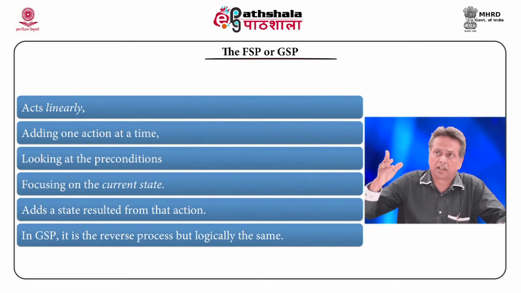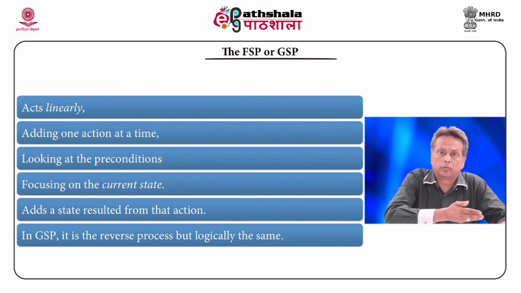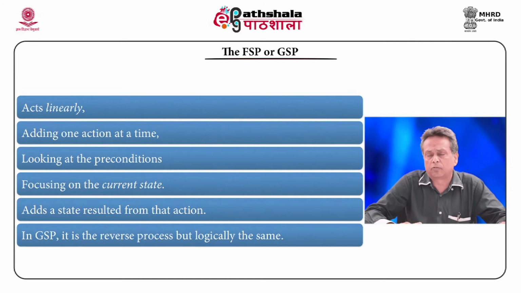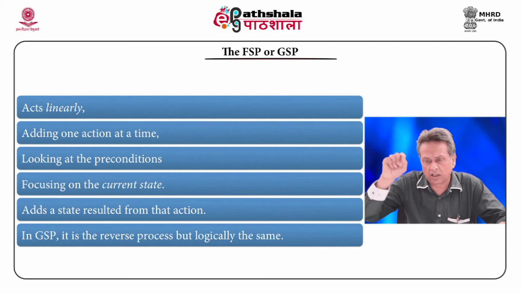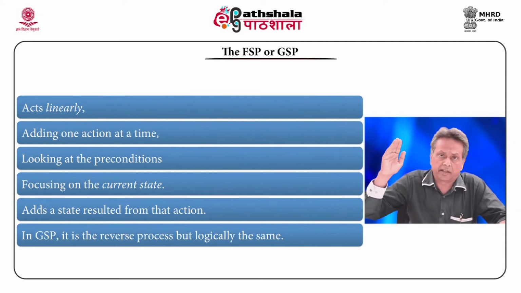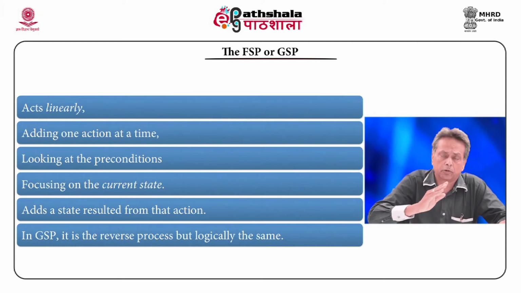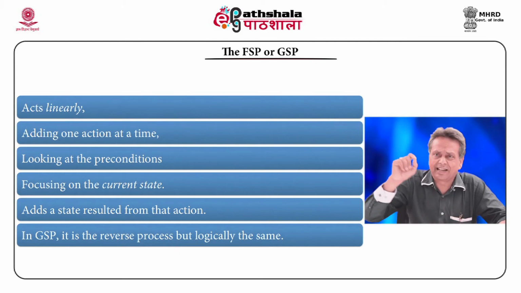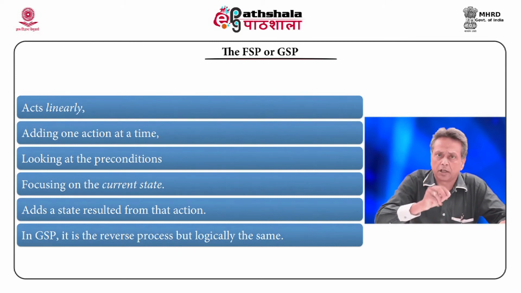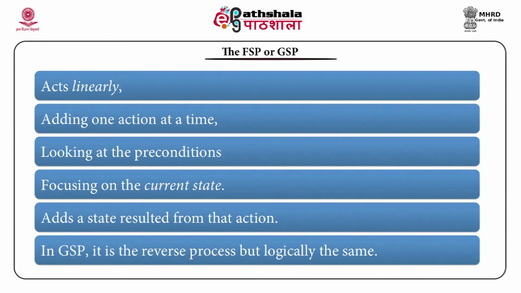GSP is basically moving from the goal, but basically the same process. What we are doing is we are working linearly, picking up the end state, then the previous state, and the previous to previous, and so on and so forth. So that is again acting linearly. We are only focusing on the current state. We are solving it, and only when we solve it, we look for the other one. We are not looking at the thing in a holistic way.